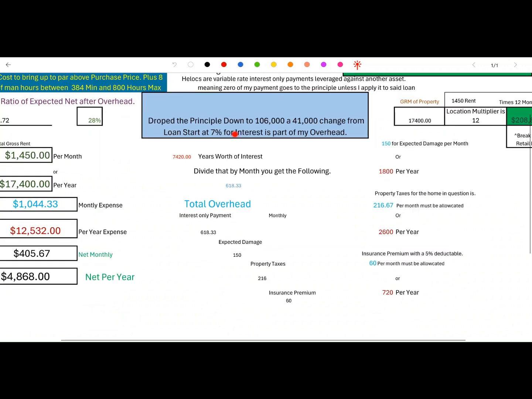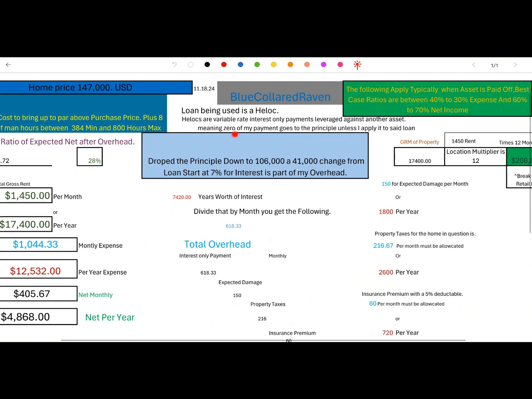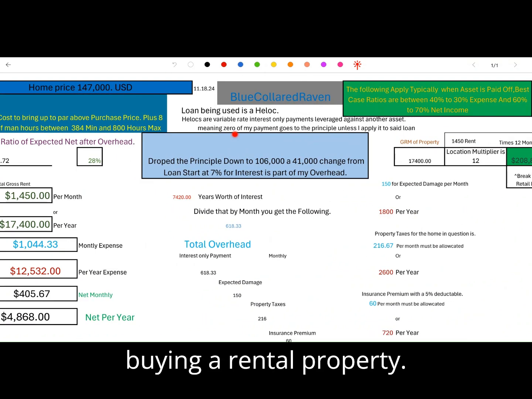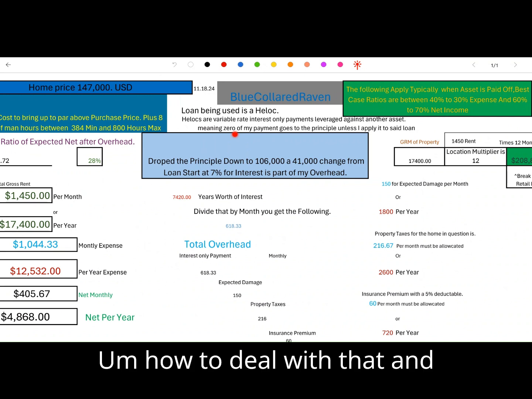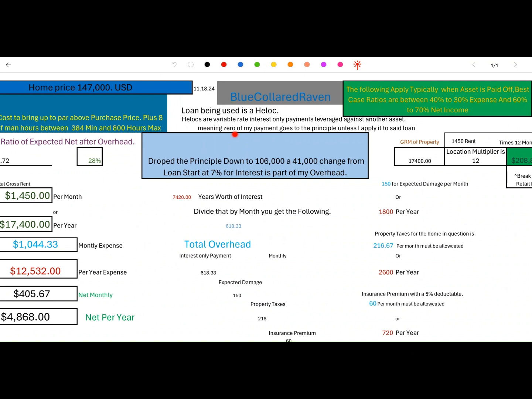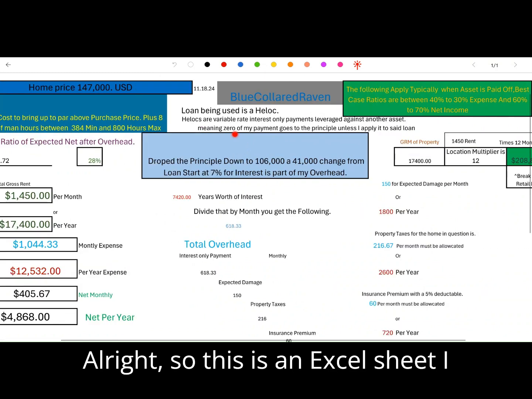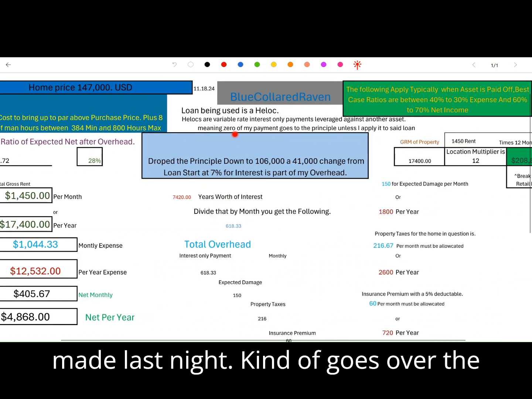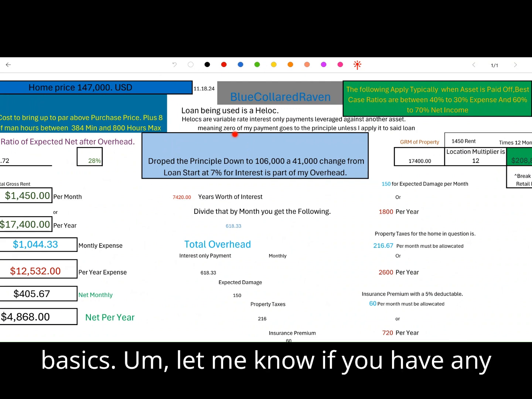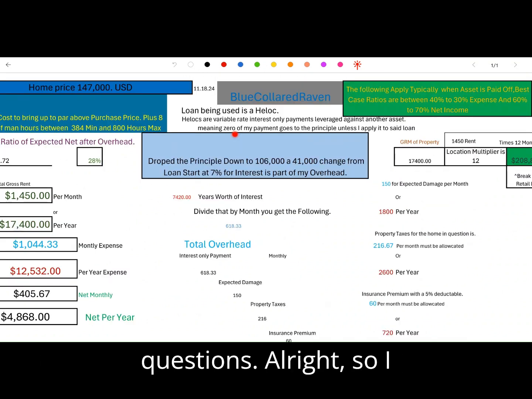Today we are going over buying a rental property, how to deal with that, and expected expenses and net income. All right, so this is an Excel sheet I made last night. It kind of goes over the basics. Let me know if you have any questions.